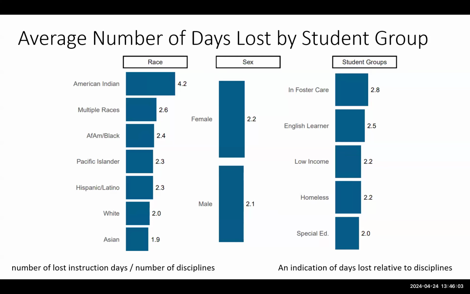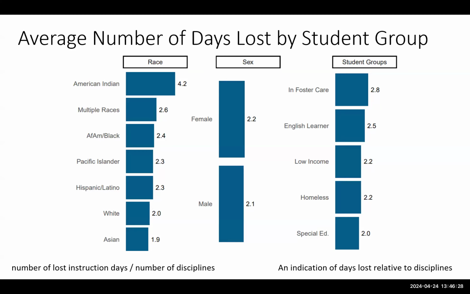And then finally, this average number of days lost by each student group is simply the number of lost days of instruction divided by the number of disciplines. So this will be an indication of the days lost per discipline. Again, we see American Indian students per discipline they receive are losing more days than a lot of other student groups.